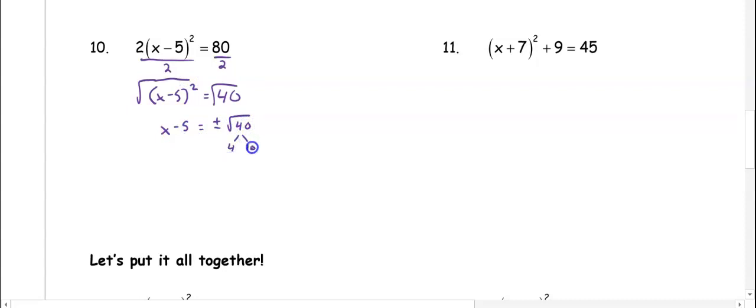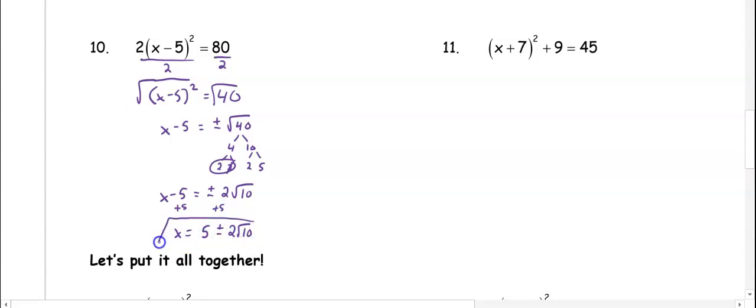40 breaks down to 4 and 10. 4 breaks to 2 and 2. 10 breaks to 2 and 5. So we have a pair of 2's. And we have a 2 and a 5 left over to get us 10. Then we can add 5 to both sides. So x equals 5 plus or minus 2 root 10.